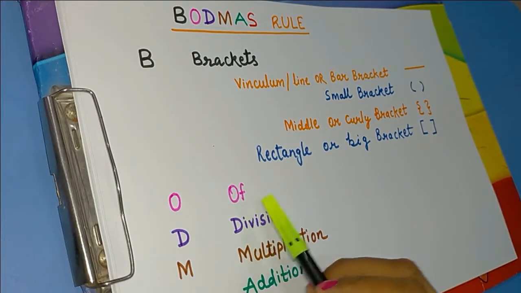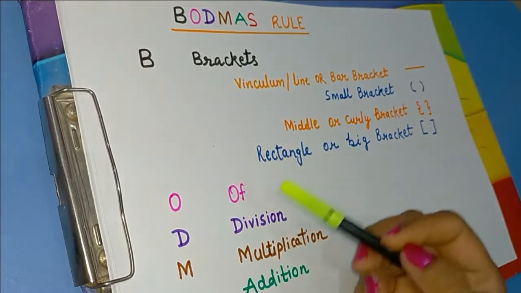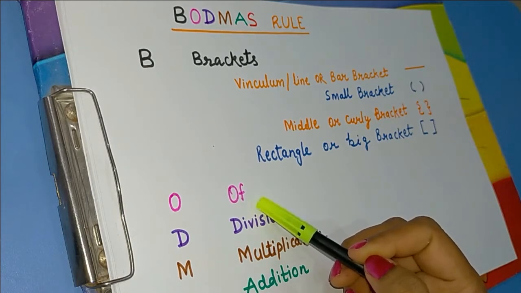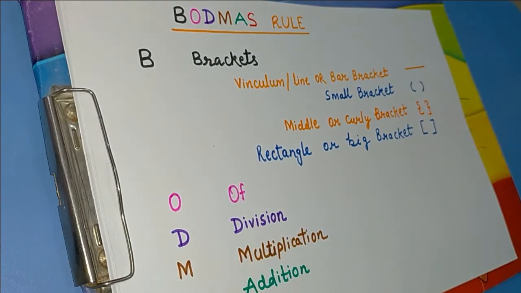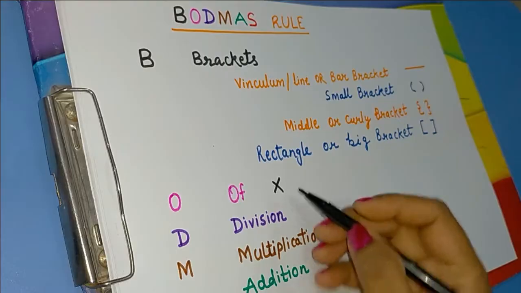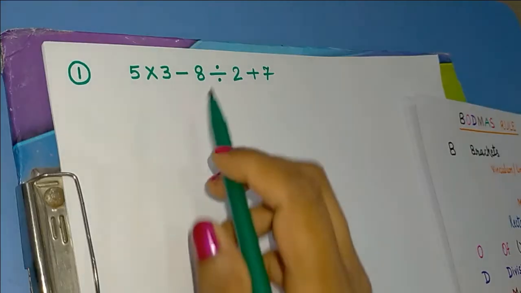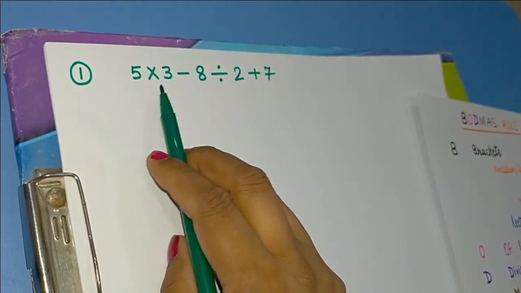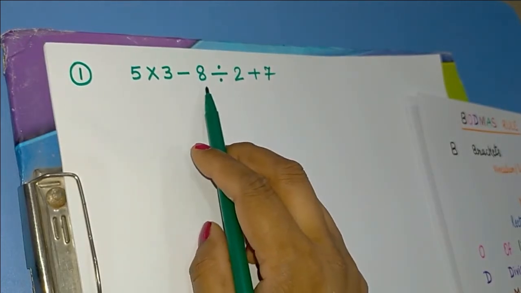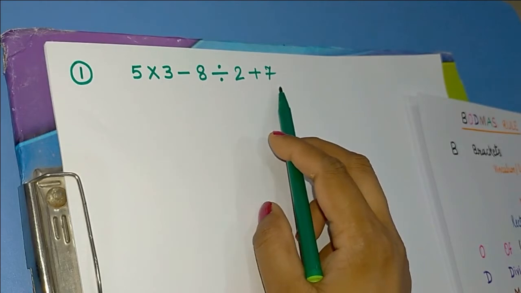Next is of operation. In BODMAS rule, after bracket, of has the second highest priority, and here of means multiplication. Let's understand BODMAS rule with the help of a few examples. Our first example is 5 cross 3 minus 8 divided by 2 plus 7.